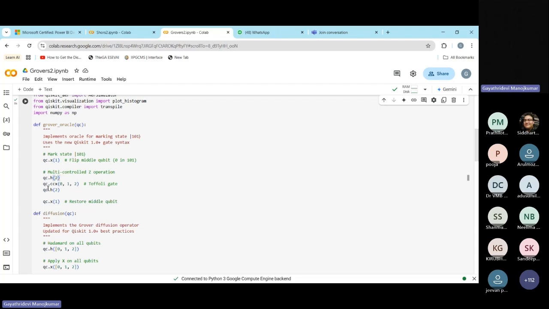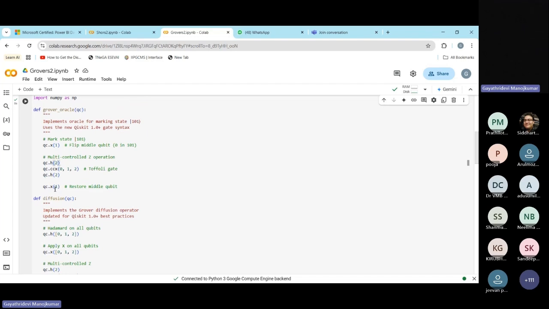After applying this, again I'm applying a Hadamard gate on the second bit so that we are able to undo the phase changes. Now I'm undoing the first step by reapplying the X gate on qubit 1 to restore it. So this will effectively flip the sign of ket of 101 while leaving all other states unchanged. So this Grover's oracle function will do that.